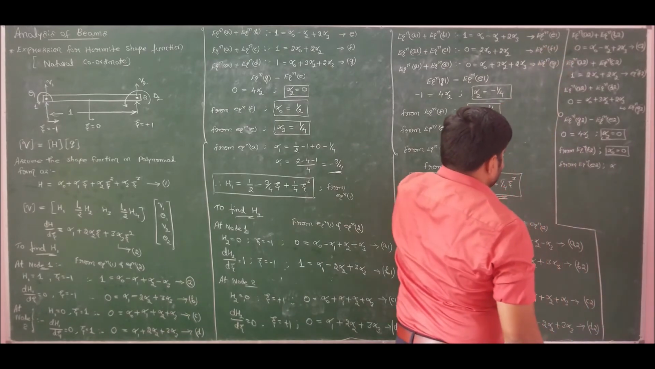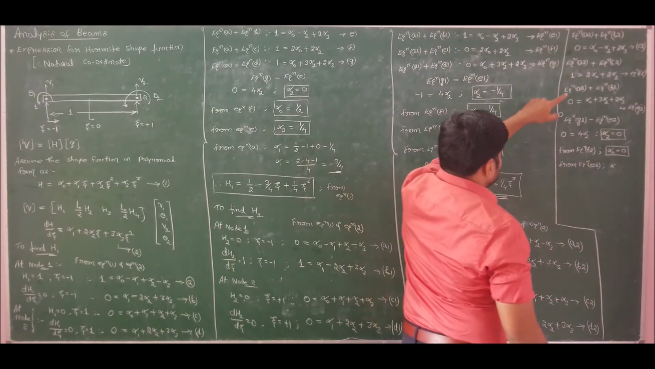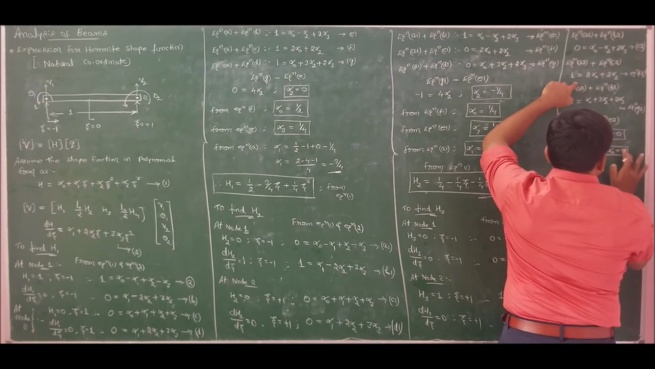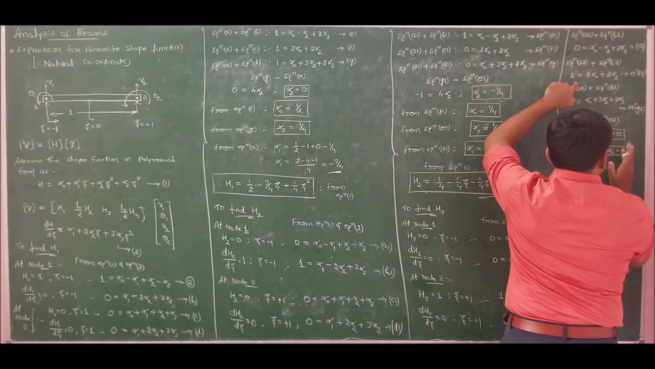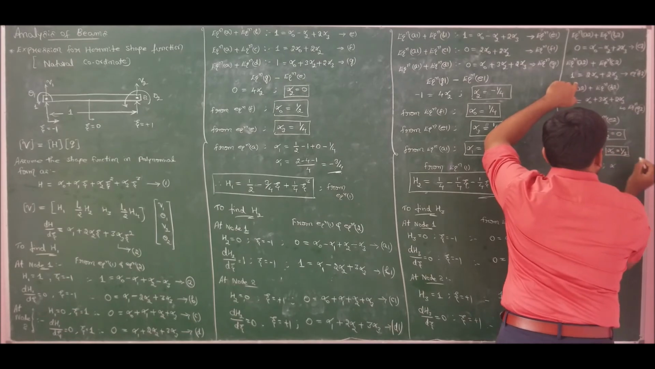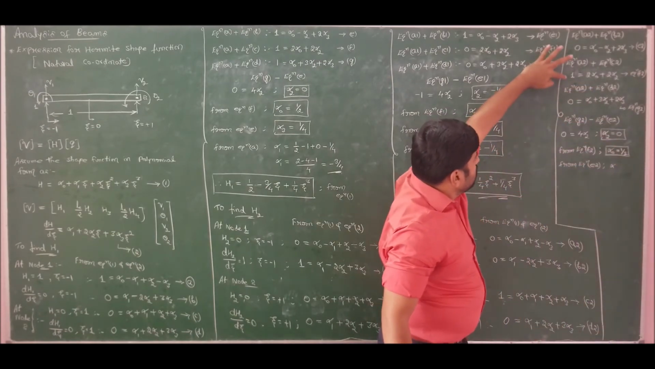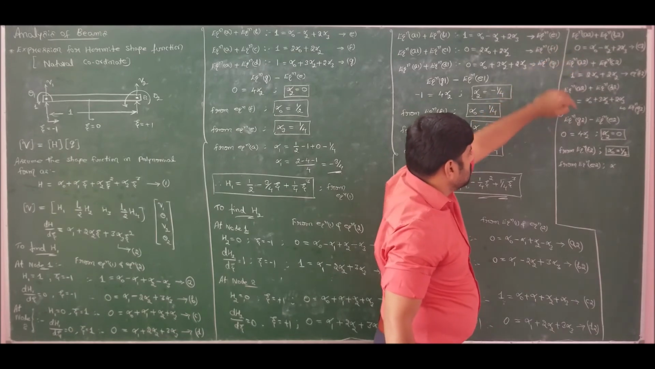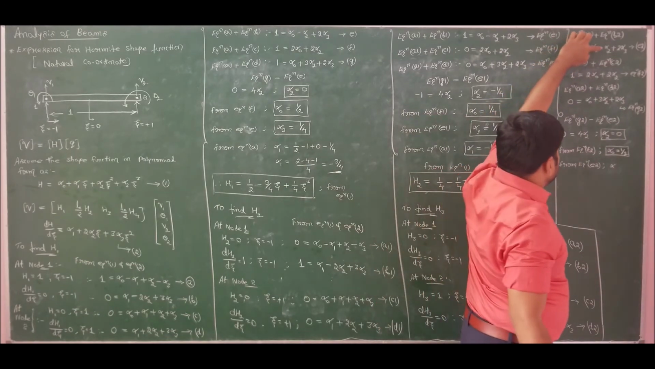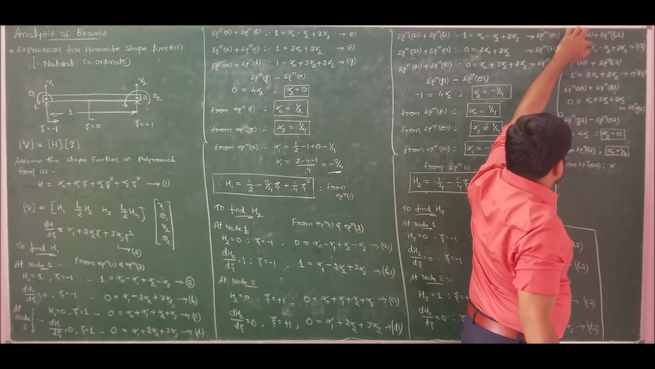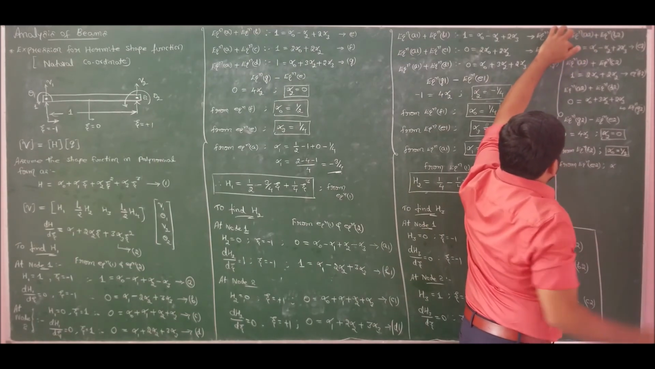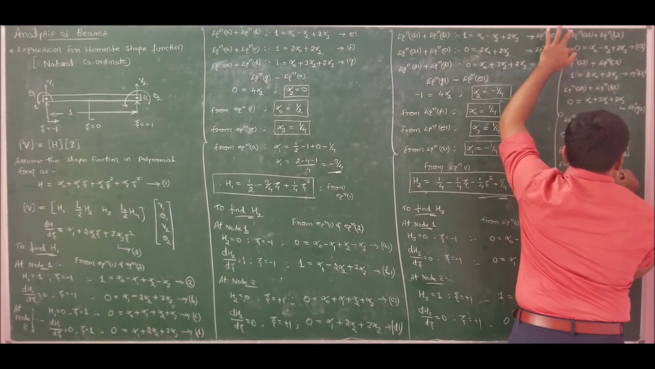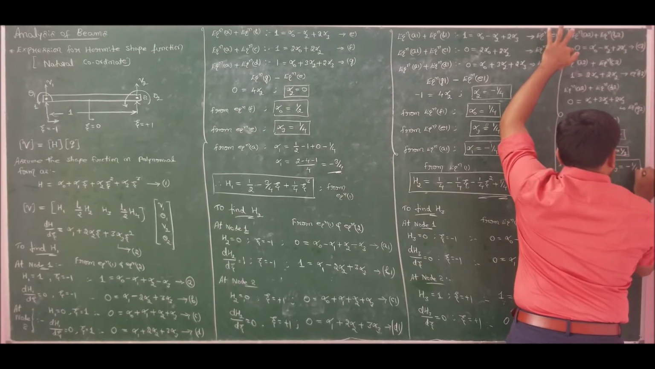From equation F2, alpha naught is 1 by 2. Kindly make a correction. If I substitute, I will get alpha 2 as 0, alpha naught is 1 by 2. So therefore, we have here 1 by 2 and 0 will become minus 1 by 2, divided by 2 is minus 1 by 4. So alpha 3 is minus 1 by 4.